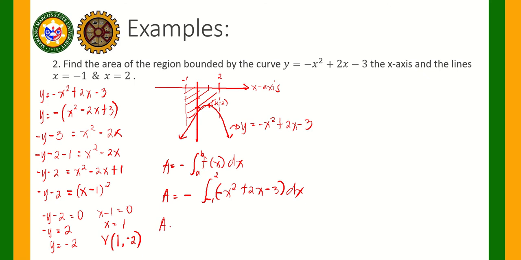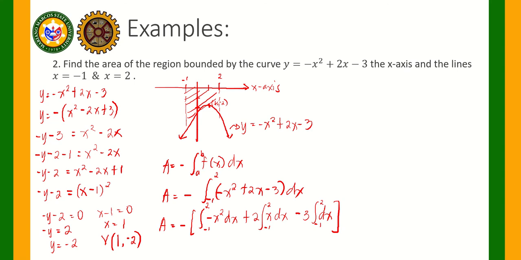So this will be equal to area is equal to negative times the integral of negative x squared dx with limits from negative 1 to 2, plus 2, isolate natin si constant, the integral of x dx with limits from negative 1 to 2, minus 3, the integral of dx with limits from negative 1 to 2.